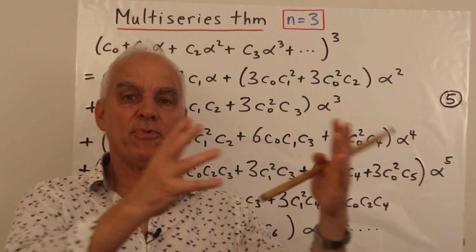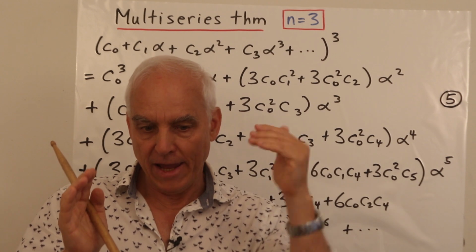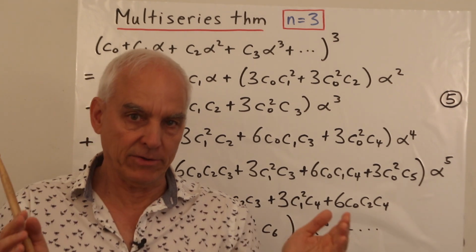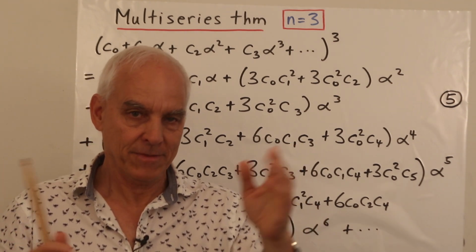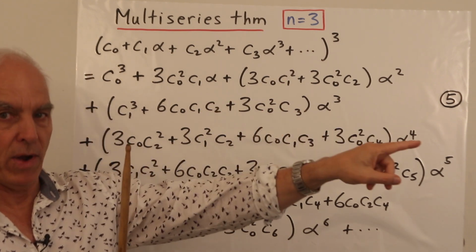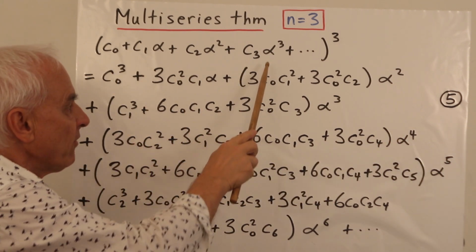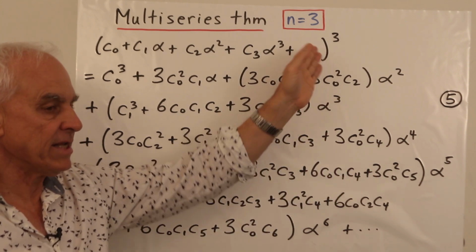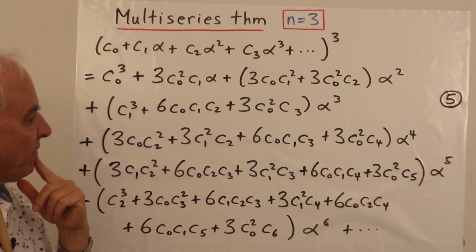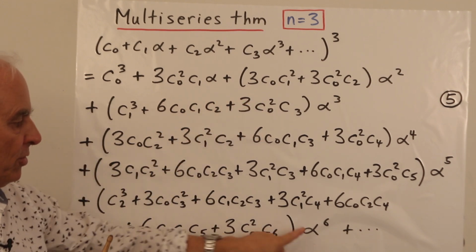Okay, so now let's take the jump to the multiseries theorem, where we are no longer raising a finite polynumber to a power, but rather raising a polyseries to some power. Okay, so now what's inside the brackets is a polyseries with terms that keep on going in that direction. Okay, C0 plus C1 alpha plus C2 alpha squared plus C3 alpha cubed, and so on. And we're raising this to the third power in this case. Okay, and we've looked at this before, and here is what you get. Okay, at least up to terms of degree 6.